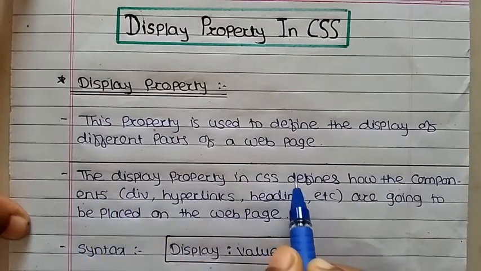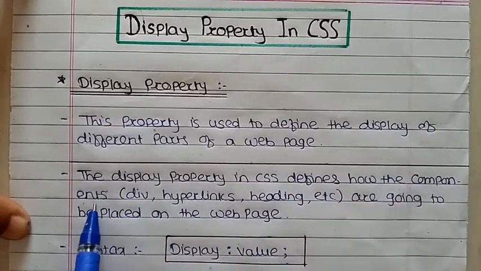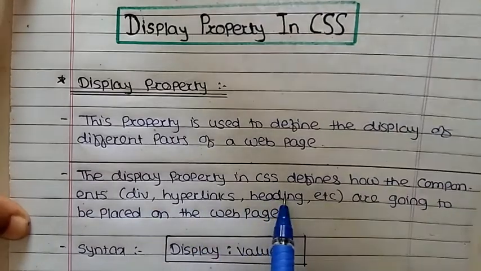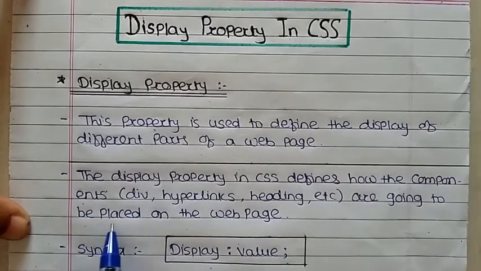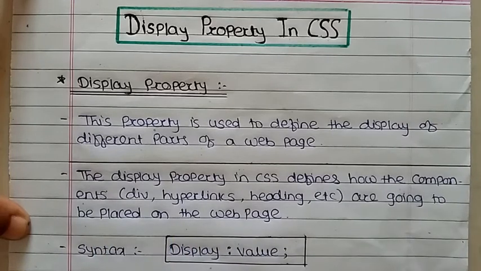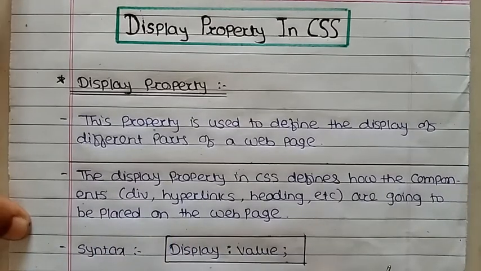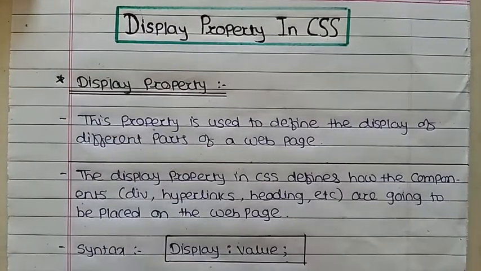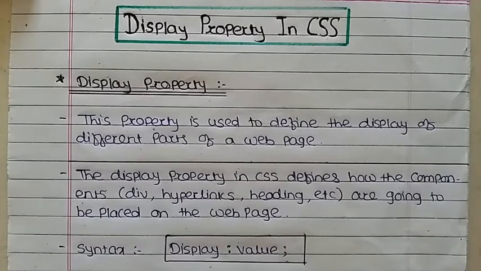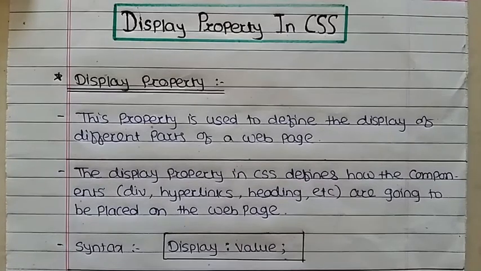The display property in CSS defines how components like div, hyperlink, headings, etc. are going to be placed on the web page. That means for whatever HTML elements we write in the HTML code, how to display them or which element to place where, we write that information in the display property.